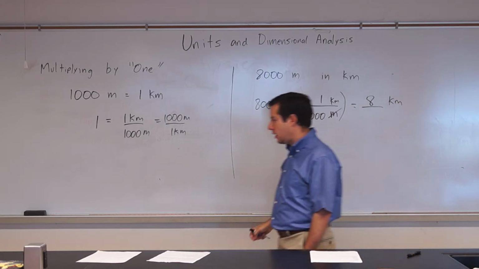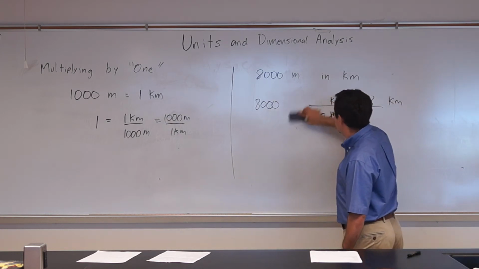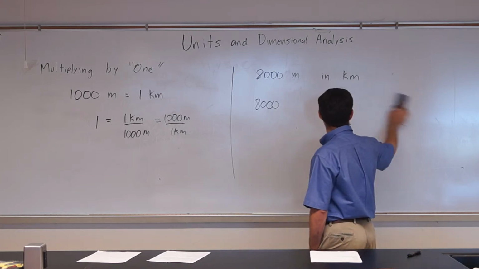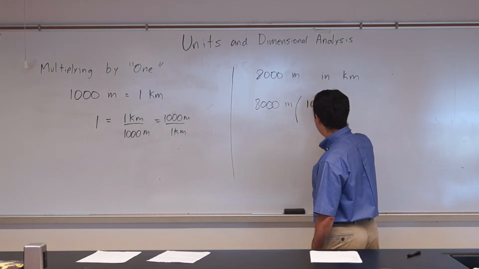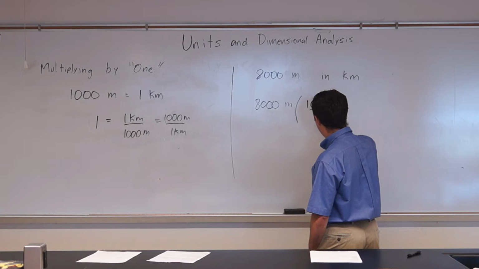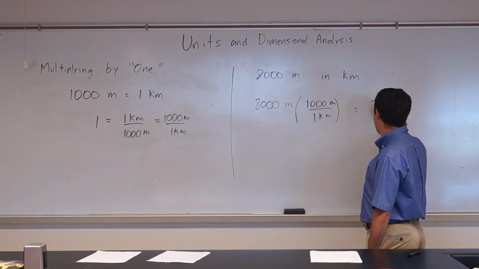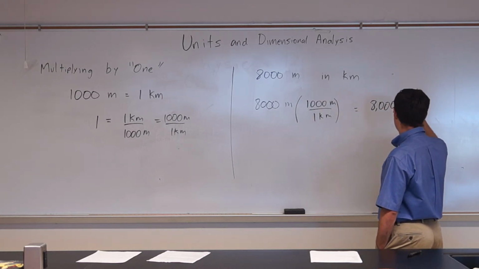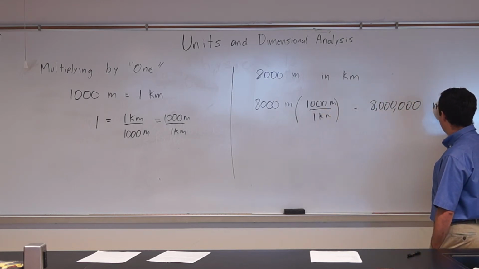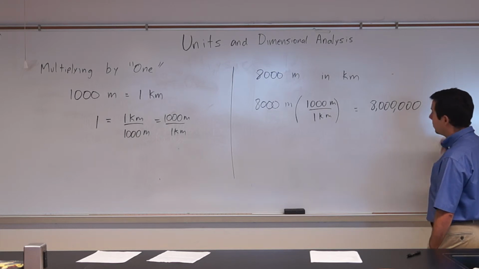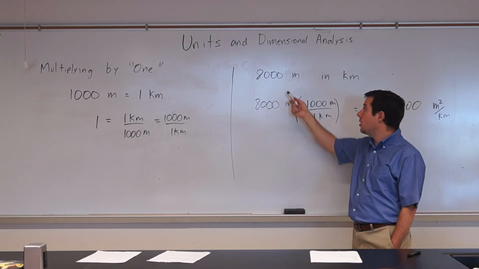Let's say you did it incorrectly. Maybe you put in 8,000 meters times 1,000 meters divided by 1 kilometer. And you get 8,000 times 1,000. That would be 8 million. And now we've got to figure out units. Well, the meters times a meter divided by a kilometer gives you meters squared per kilometer. So technically, 8 million meters squared per kilometer is the same as this.